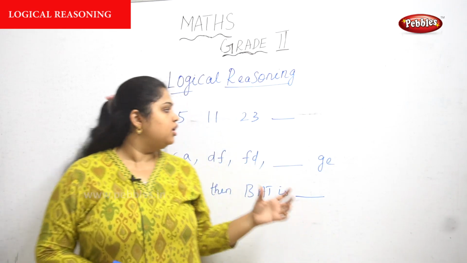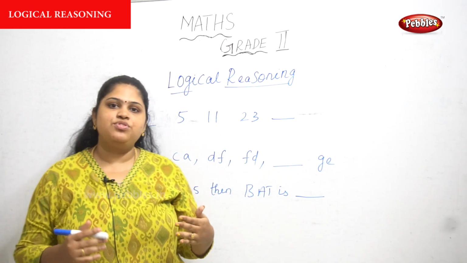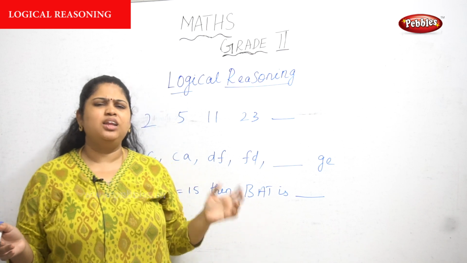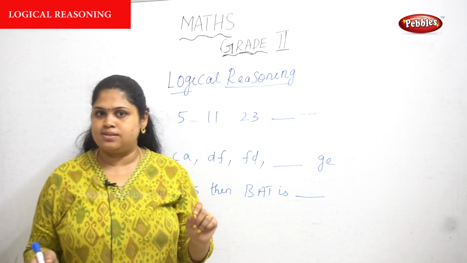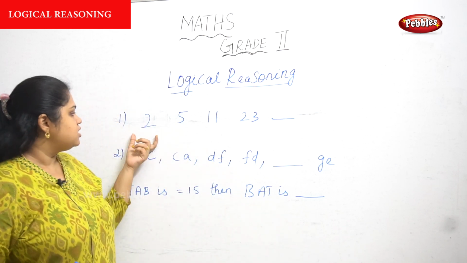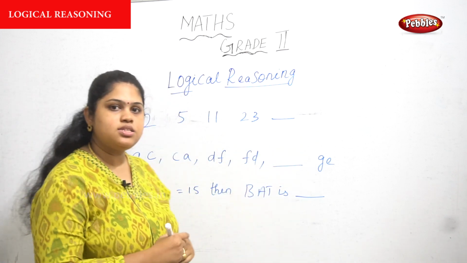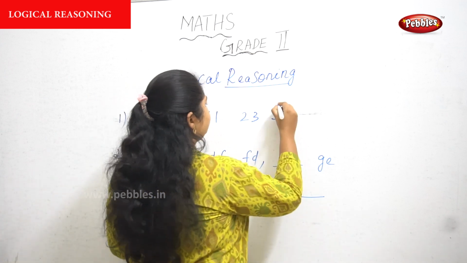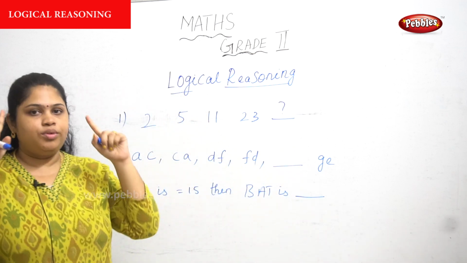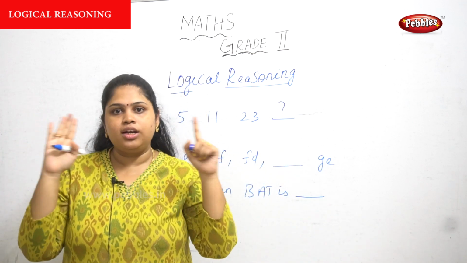Okay children, in logical reasoning we have seen the same pattern, the easiest pattern. See here, 2, 5, 11, 23. What will be the next number here? Now we have to think in a different way.